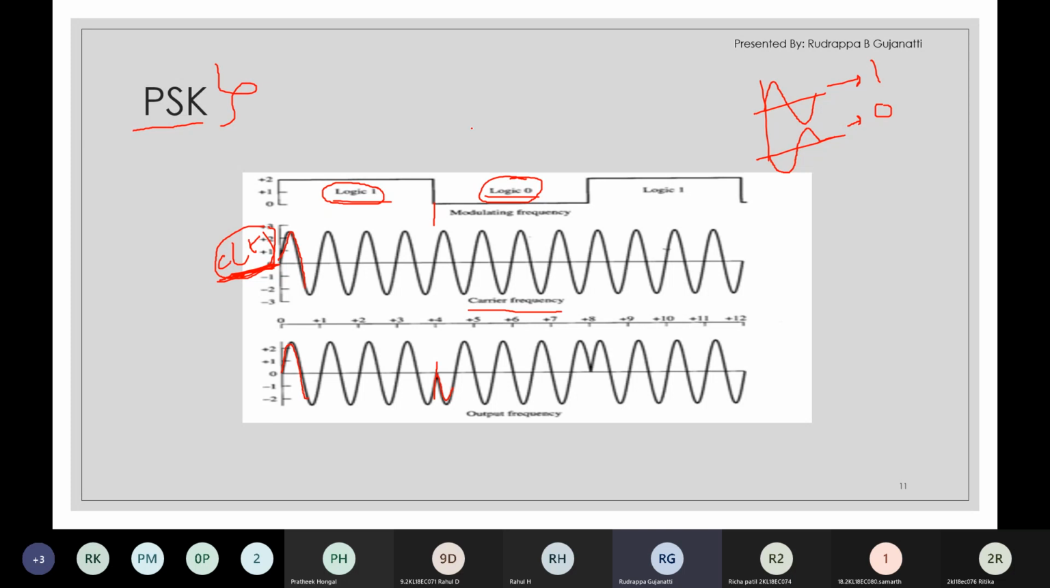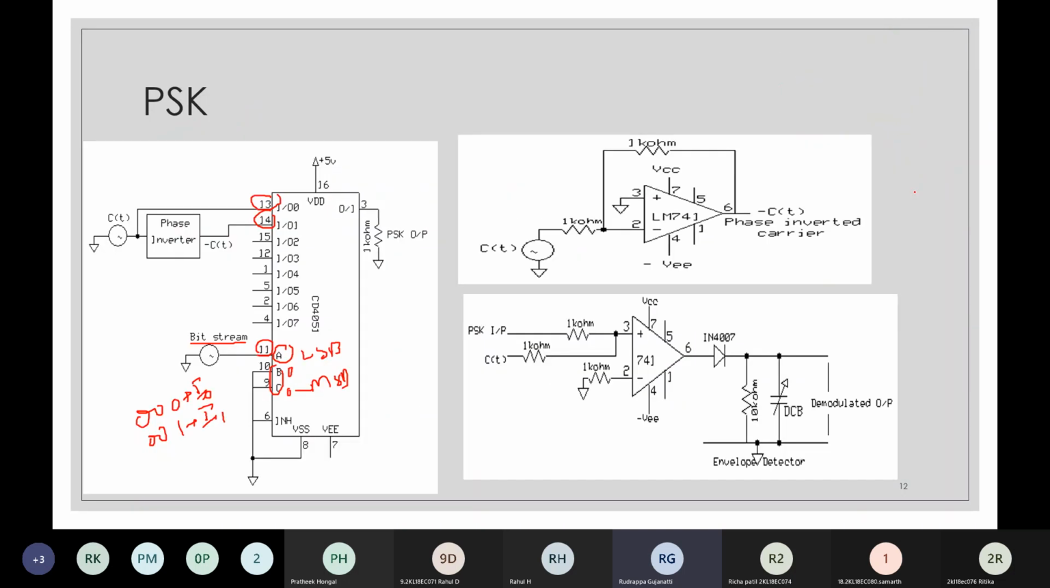Now in some cases, for logic 1 they send the inverted version, and for logic 0 they send it as it is. Both the logics are fine. You should just have an inverted phase for one of the representations. If it is logic 0, you send it as it is, and for logic 1 you send 180 degrees out of phase. Or if you reverse the condition, for logic 1 you send in phase and for logic 0 you send 180 degrees out of phase. You can implement it in that form.